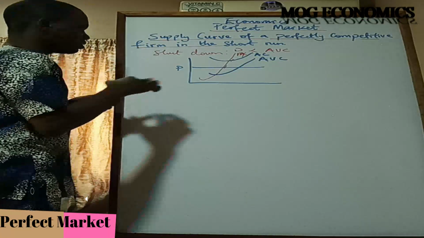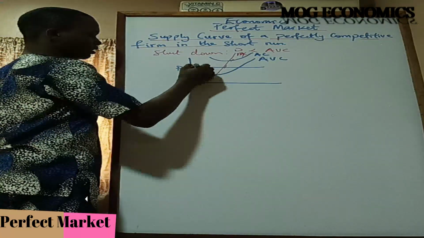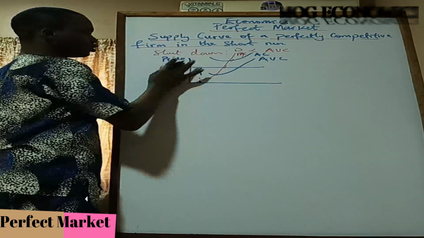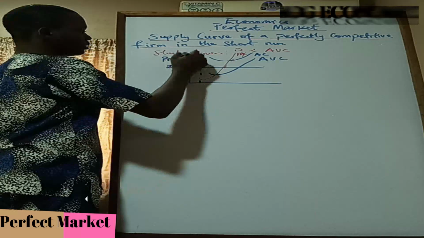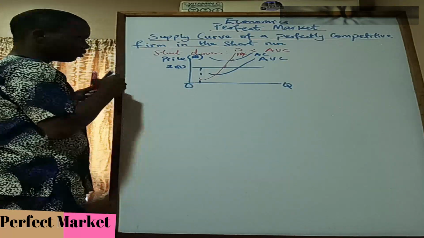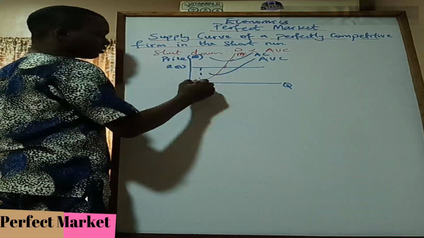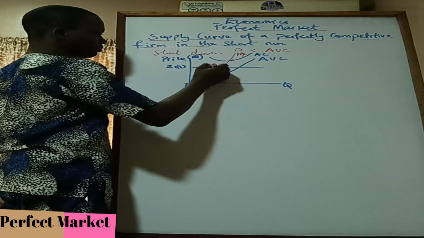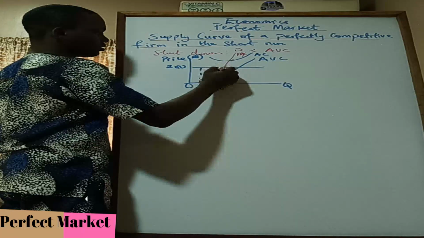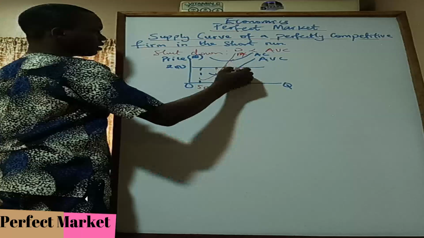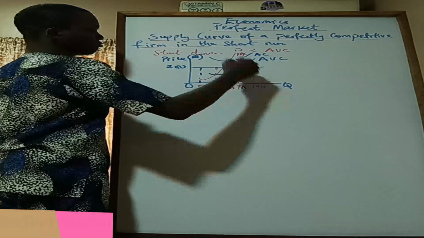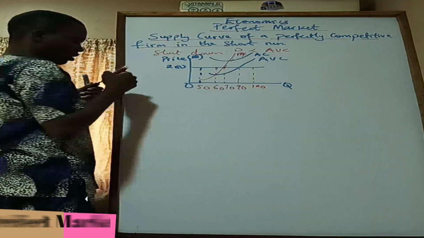Now you have different quantities. Let's say at this point, this is price. The price here is 200 naira, price in naira. This is zero and this is quantity. So here let's call this 50, then here 60, here 70, here 90, 120, and so on like that.